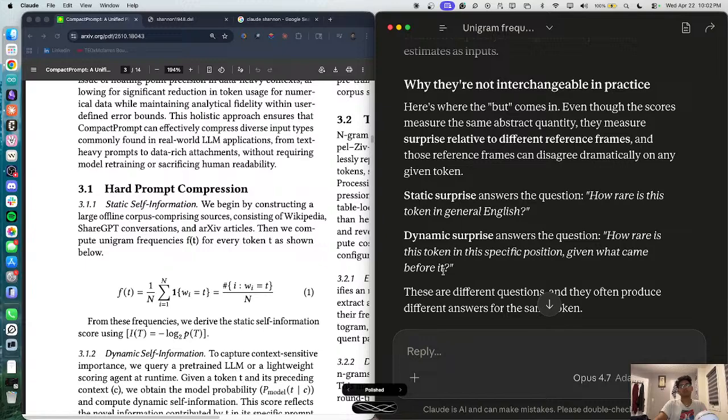I see what you mean. So the scope of what the surprise is relative to is different between static and dynamic, because static would be relative to general text, not general English, but the general corpus which is available. In the case of the paper, that would be sources like Wikipedia, ShareGPT conversations, and arXiv articles. Dynamic is different, because dynamic would be how rare this is given the context, which is essentially the tokens which precede the target token.